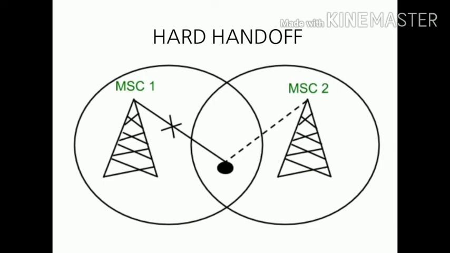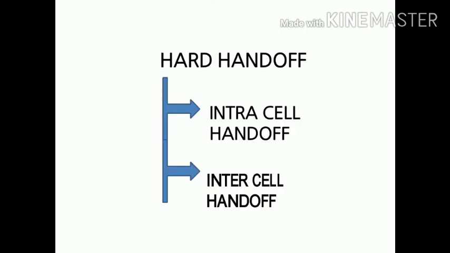So hard handoff is when the mobile moves from one cell to another cell, the link with the current base station is broken before establishing a link with another base station. That means the old connection is terminated before a new connection is activated. This mode of operation is called break before make. Now the hard handoffs are also of two types.